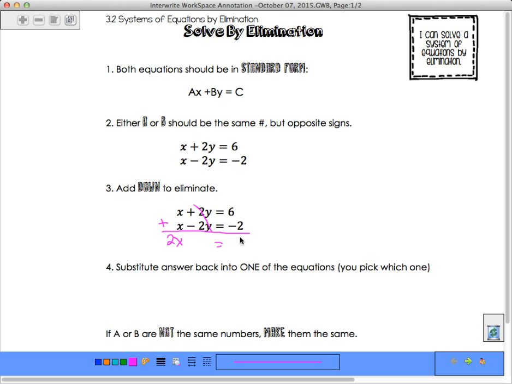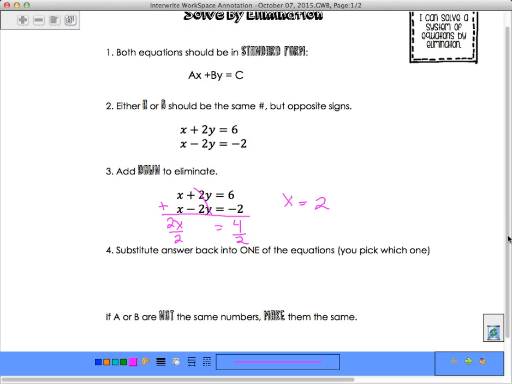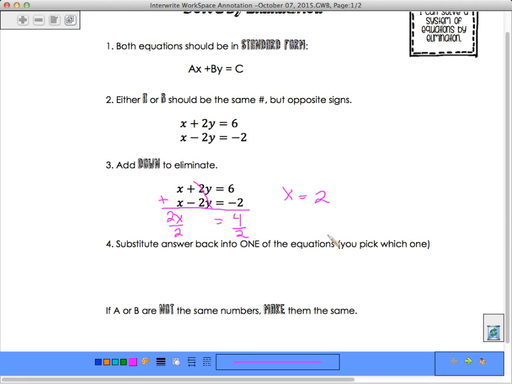Equals 6 plus negative 2 is 4. Then I have this nice, easy equation that I can solve. Divide both sides by 2, and I get x equals 2. Once you get one variable, you have to substitute it back into either equation, whichever one you like better, to get your y. So maybe I really like this top equation.